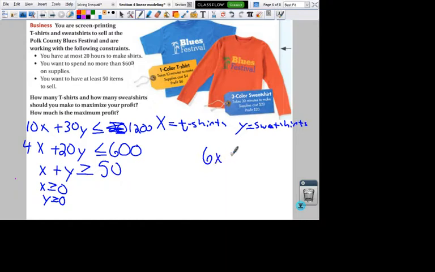Alright, so 6x plus, how much profit do we get from sweatshirts? $20 profit from a sweatshirt is going to equal our total. I can't even read the board. 6x plus 20y equals total.